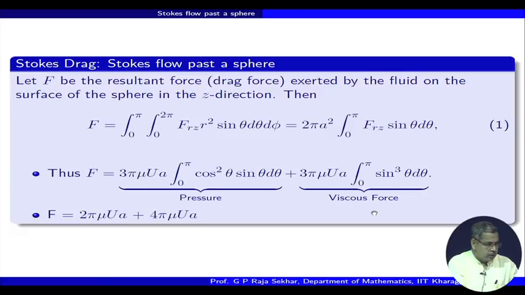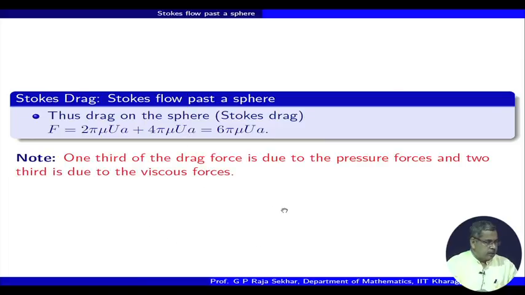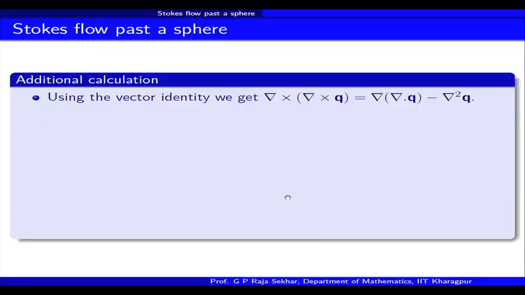Then you will realize the total Stokes drag, this is called Stokes drag, is 6 pi mu u a, but a portion is coming due to the pressure and a portion is coming due to the viscous force. So, to be more precise, we have the Stokes drag like this: 1/3 is due to the pressure forces and 2/3 is due to the viscous force. So, this is a very useful relation. For interpreting various physical quantities, this will help us a lot. Okay, so this is the drag force.